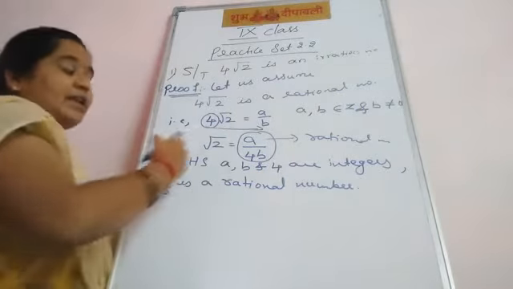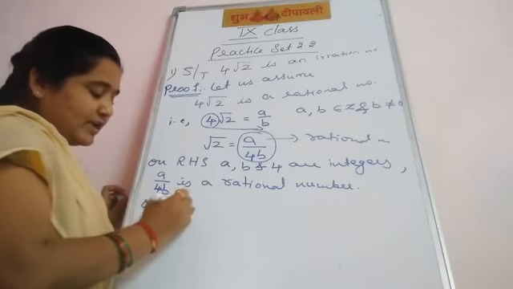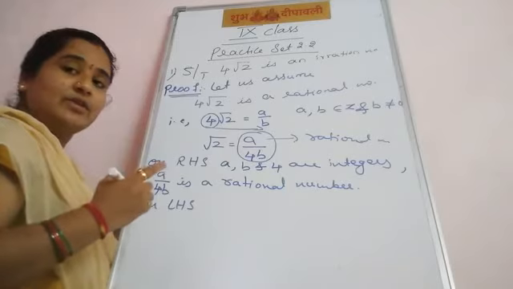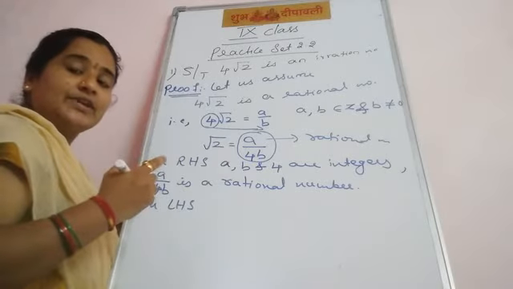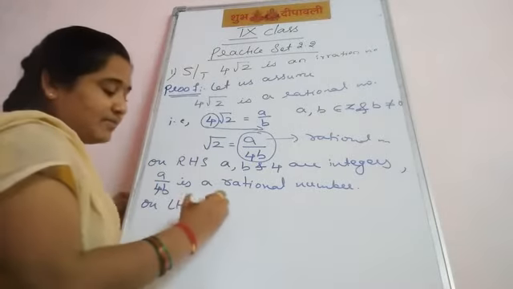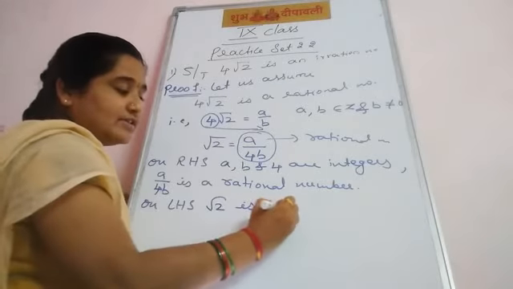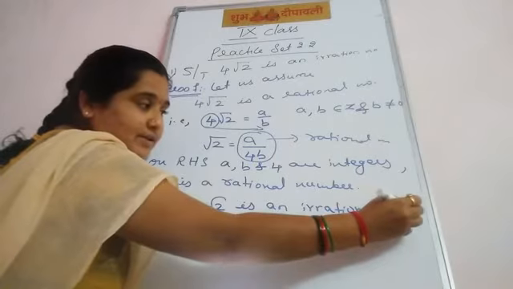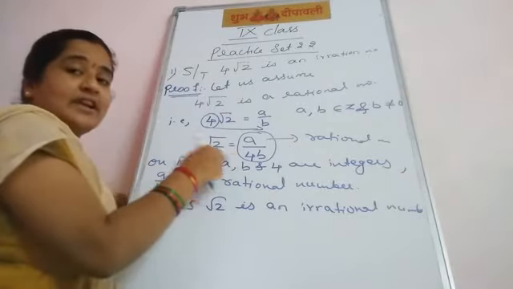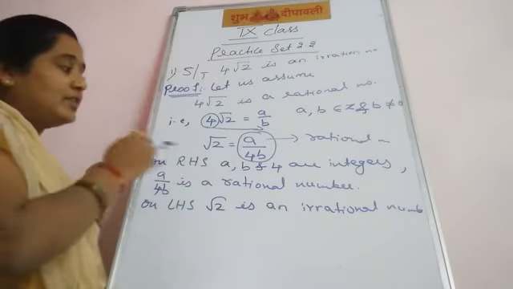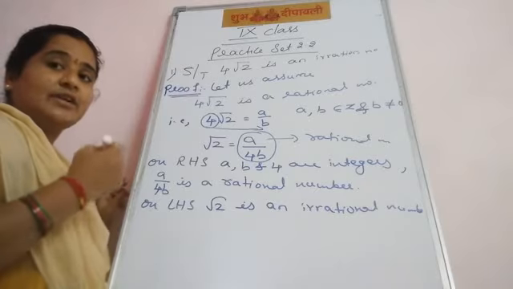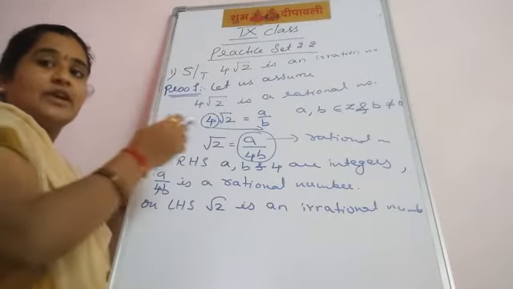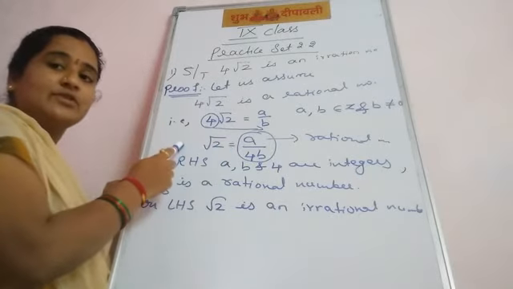On the left side, the LHS, what we know from the previous video about root 2 is that root 2 is an irrational number. See, on the right side it is a rational number. On the left side it is an irrational number. This is a contradiction because LHS is not equal to RHS. If the right side is a rational number, the left side should also be rational.